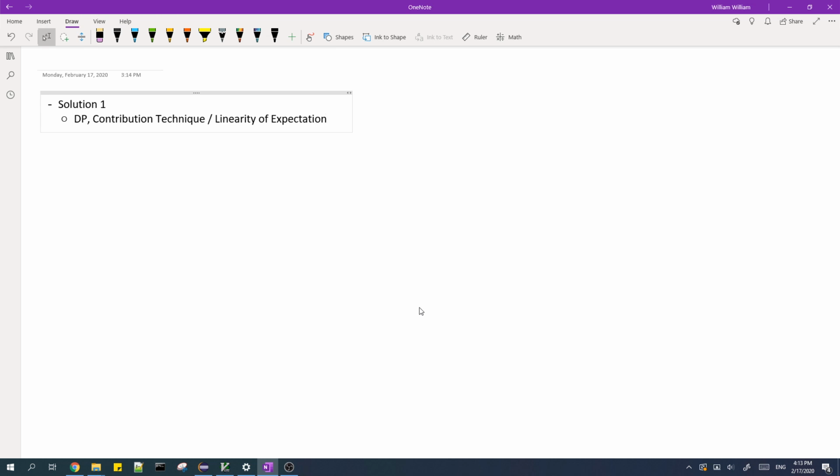Okay, so now I've pretty much explained the sample, and I'll start talking about the first solution, which uses a combination of dynamic programming and the contribution technique, or you can call it linearity of expectation. In order to calculate the average, first we need the sum of the number of changes over all possible subarrays.